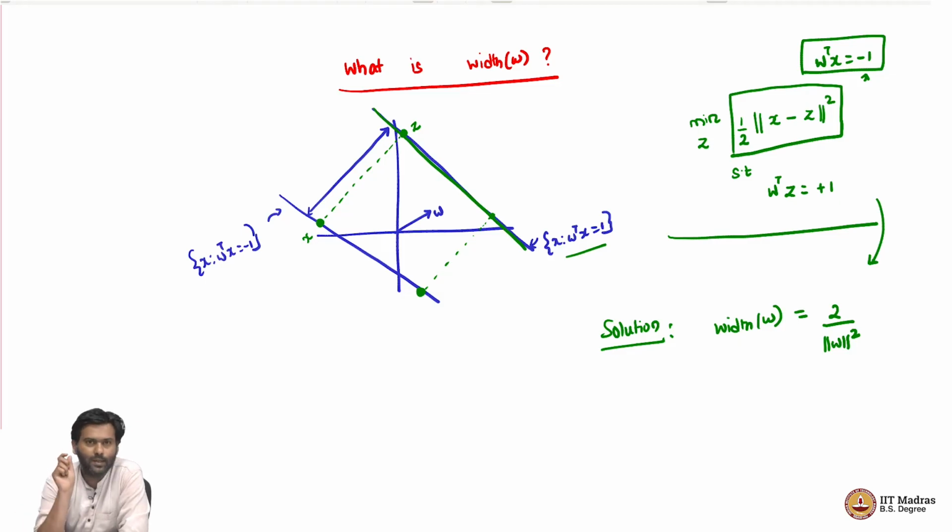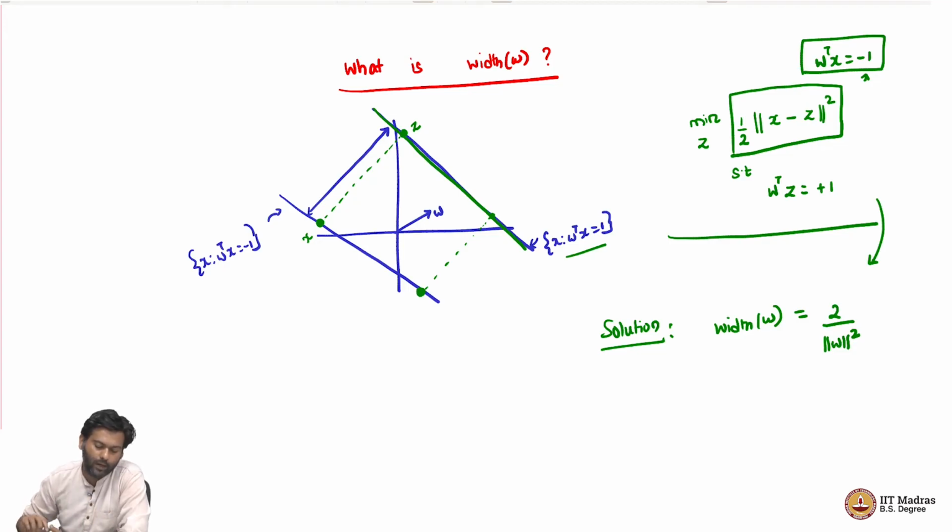Now, as you can see, as a sanity check, the first thing that you observe is that this value depends only on W and it does not depend on the exact X point that I care about. This is just a distance between 2 parallel lines, so the distance between parallel lines should only depend on what decides those parallel lines, and the only thing that decides them is W, not this X.